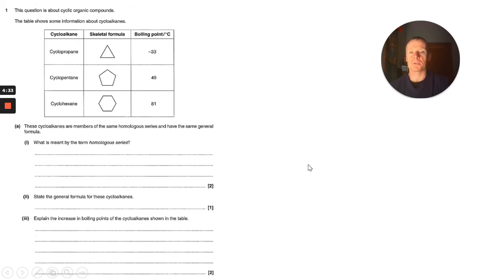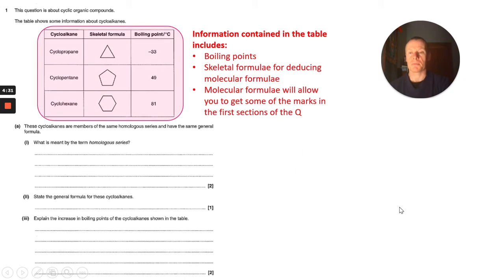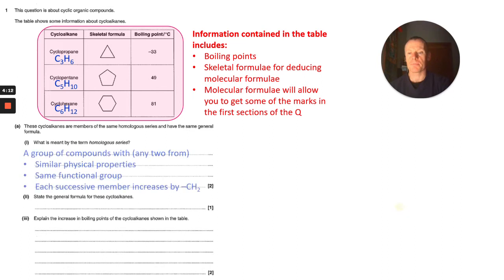So the first part of the question gives you a bit of information about three cycloalkanes, including the boiling point, which allows you to see that as the size of the carbon ring increases, the boiling points go up. If you work out the molecular formulae from the skeletal formula, you can then work out some of the things you might want to say a bit further down.